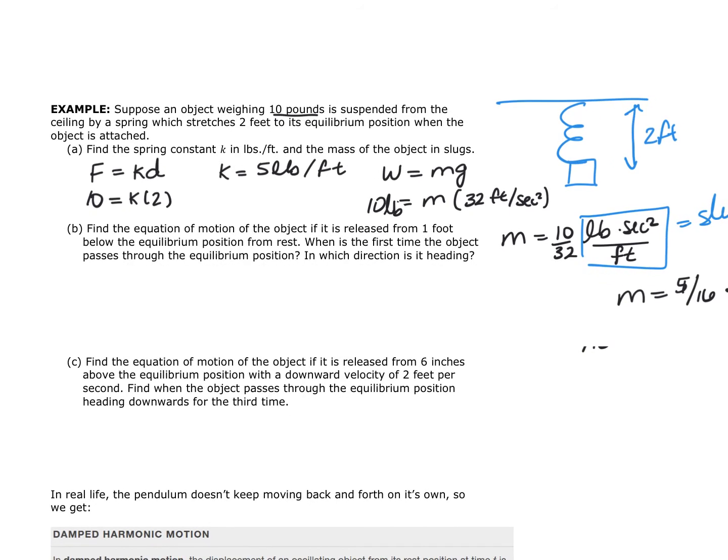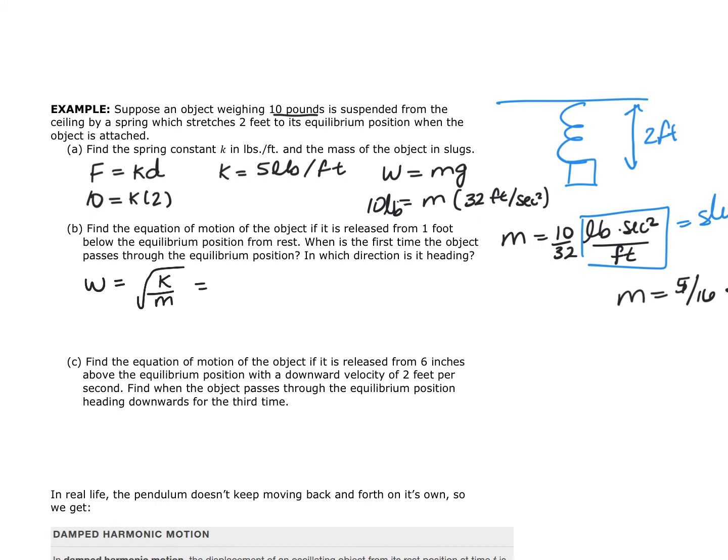Delicious. Okay. Find the equation of motion of the object when it's released 1 foot below the equilibrium. When is the first time the object passes through the equilibrium position, and what direction is it heading? To answer this, I need a couple more equations. One of the equations we have is for a spring; this is undamped harmonic motion. Omega is equal to the square root of K divided by M.